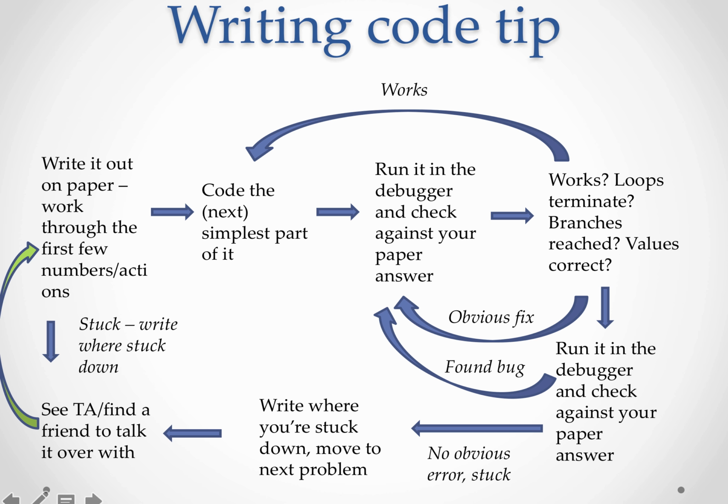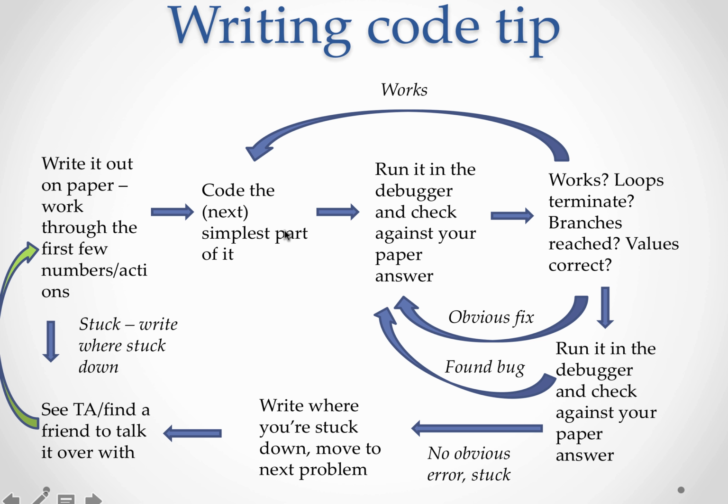So you work it out on paper, you write out the first few numbers, write out the first few actions, and make sure you understand what it is you're computing first. If you can't figure out what you're supposed to be doing, then write down where you're stuck as best you can, and then either take that question to a TA or find somebody to go over it with, or sometimes even just wait overnight and the next morning it'll be clearer.